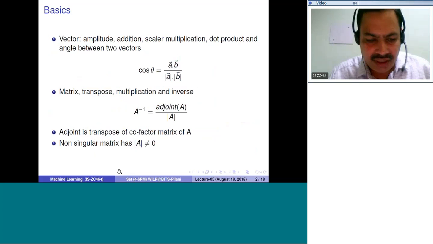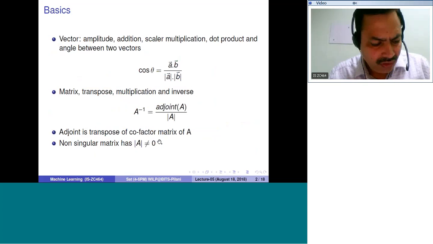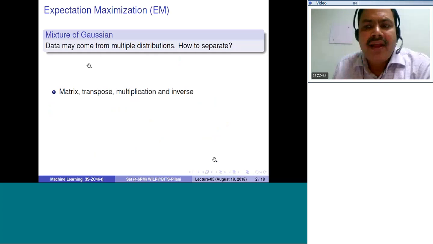I think these things are very simple, and they come from intermediate mathematics. So let me just go to the next slide.